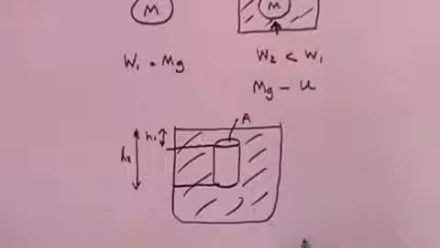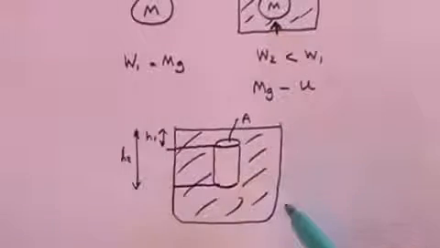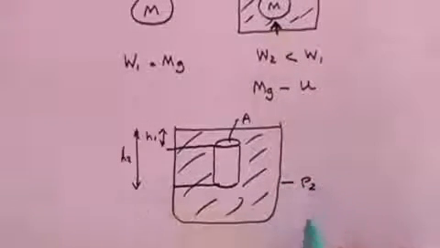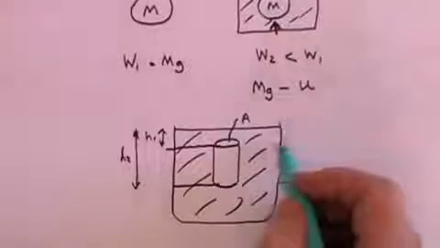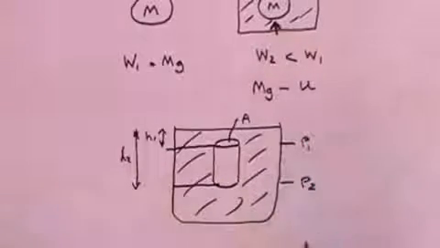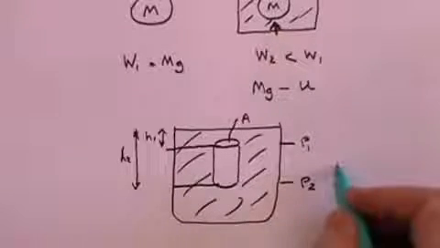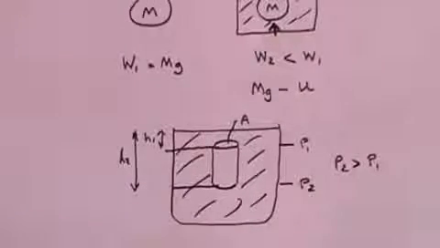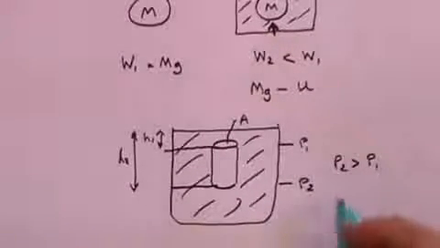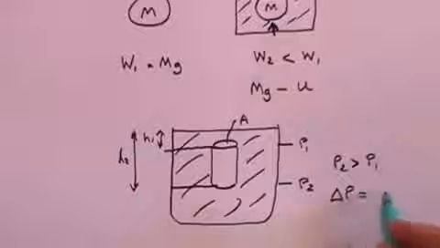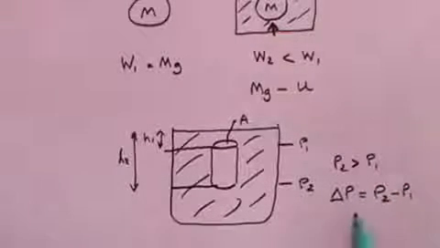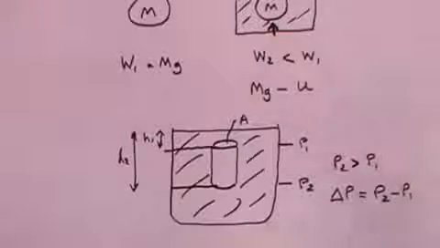And we know that pressure increases as you go down. So the pressure, which we'll call pressure 2, at that point is going to be much greater than the pressure at that point, because pressure increases with depth. We've shown that. P2 is greater than P1. And we're going to call the difference in pressure, delta P, P2 minus P1. So the difference we're going to call delta P.